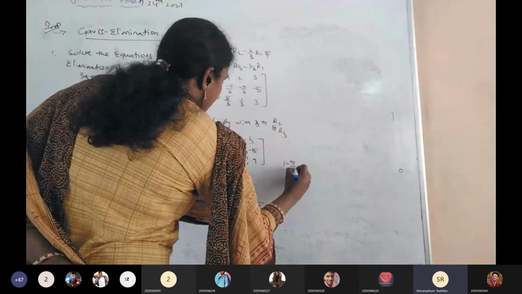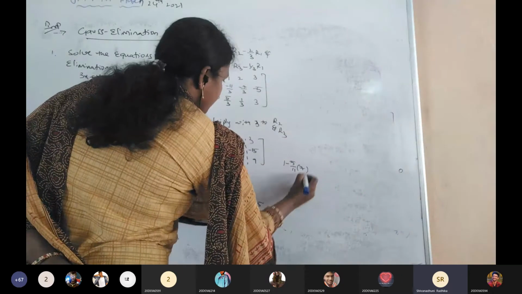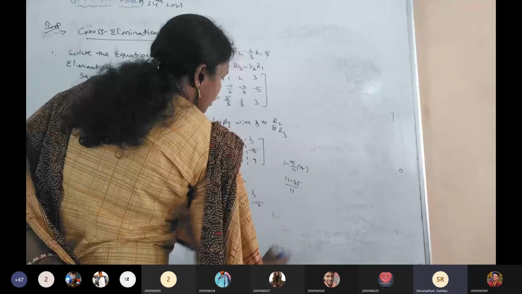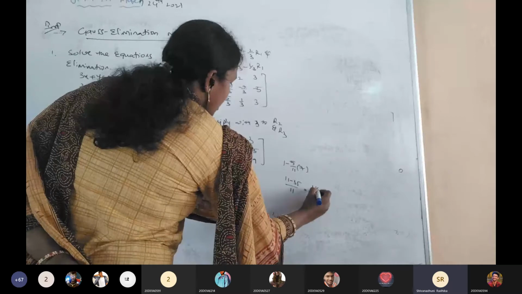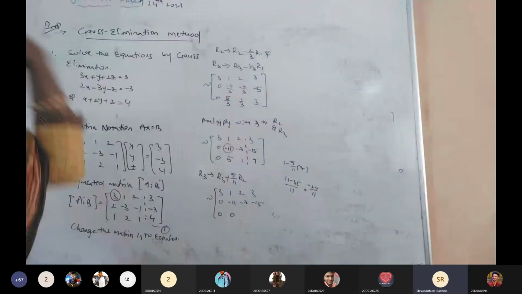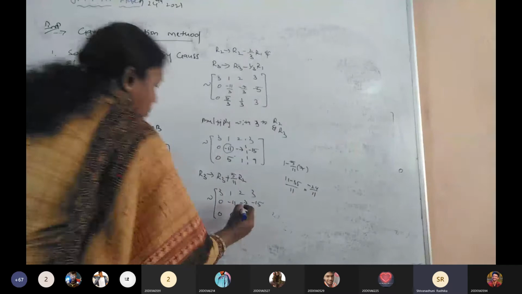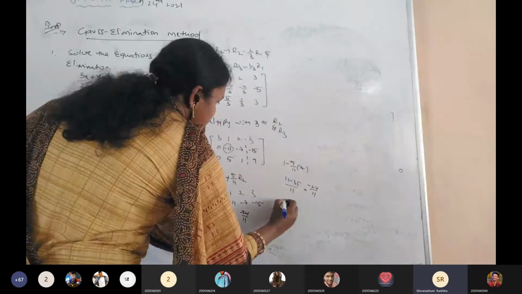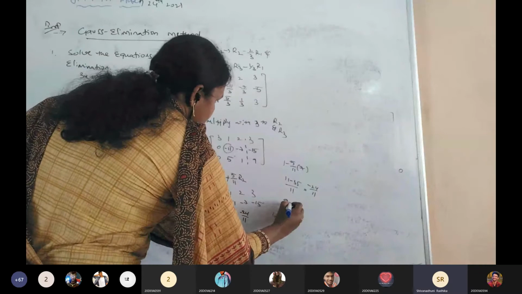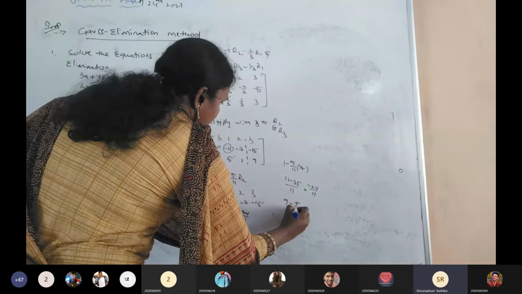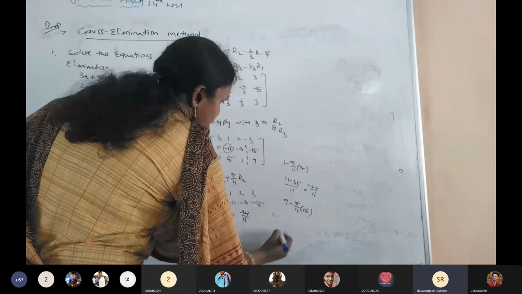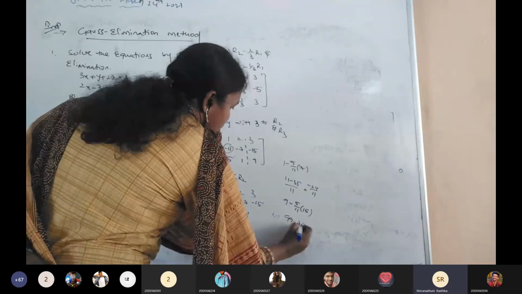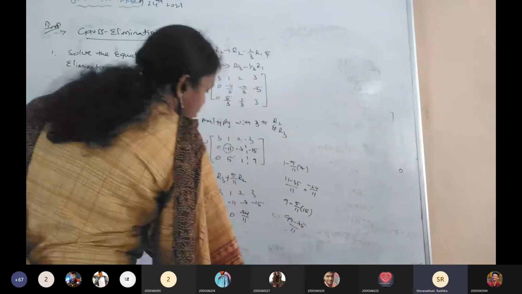1 minus 5 by 11 into 7. Okay. 11 minus 35 by 11. What is the value? Minus 24 by 11, right? Okay. Minus 24 by 11. Then go for the next. 9 minus 5 by 11 into 15, right? 99 minus 75 by 11.